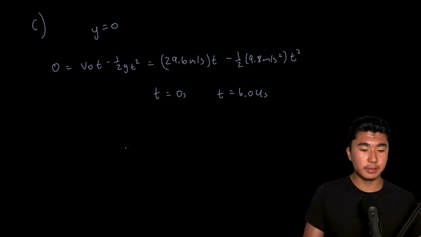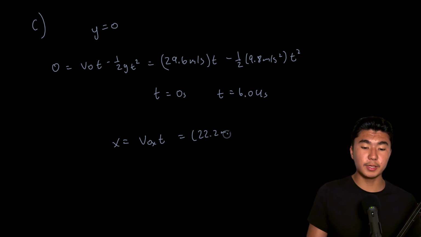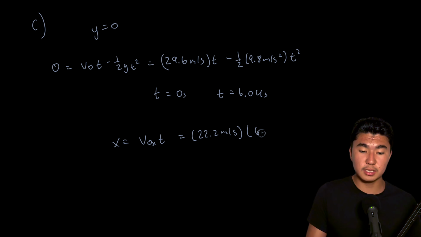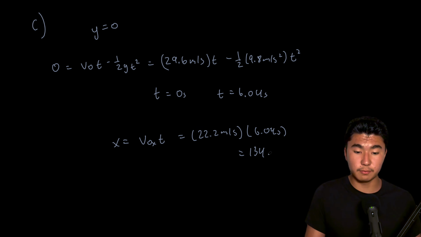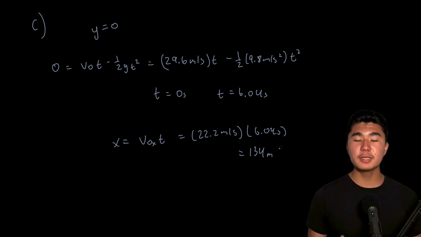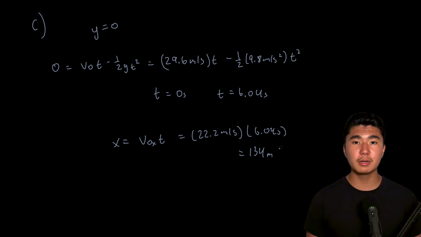So now that we know our time, we could just use our equation, initial velocity on the x-axis times time, which is 22.2 meters per second times 6.04 seconds, and what we get is 134 meters. So hopefully this video helped you guys understand projectile motion and how to go through those practice problems.